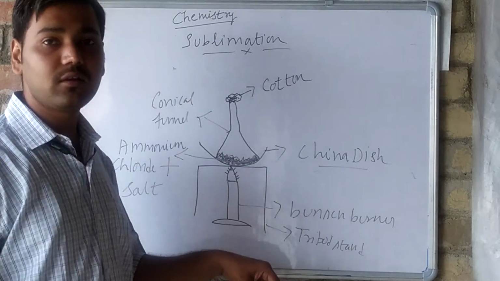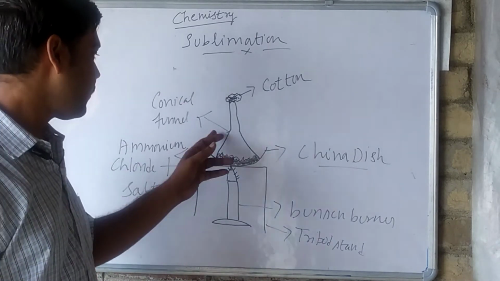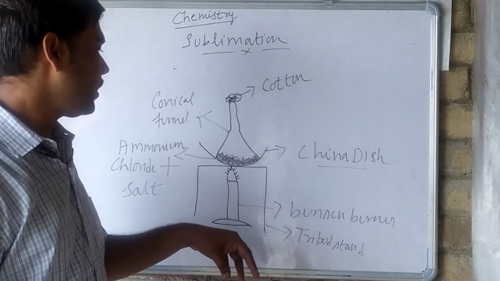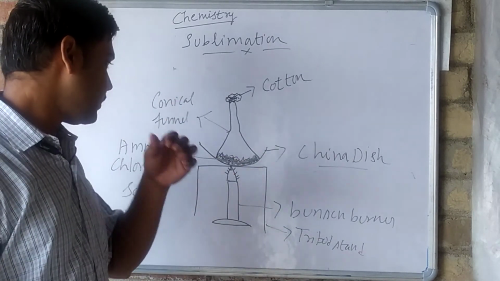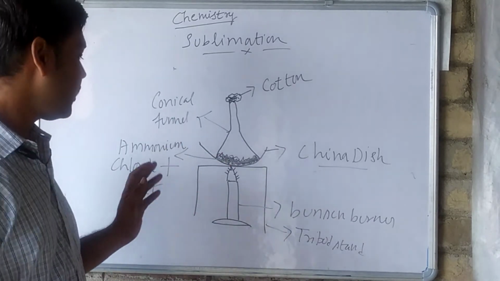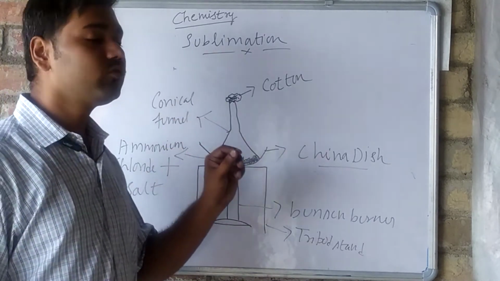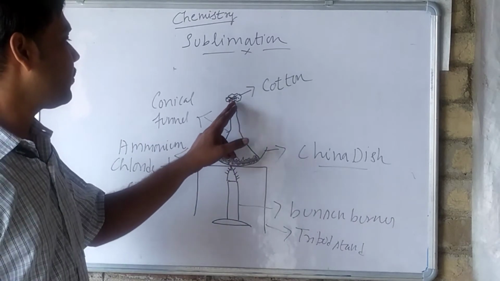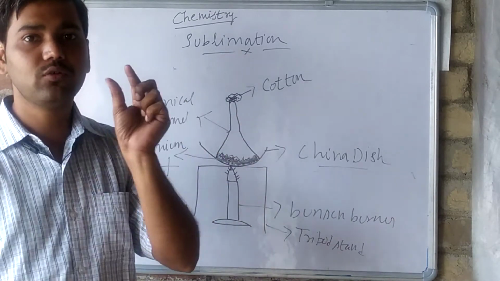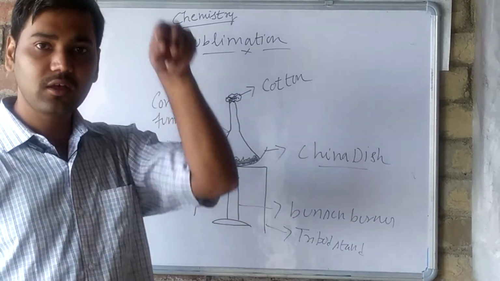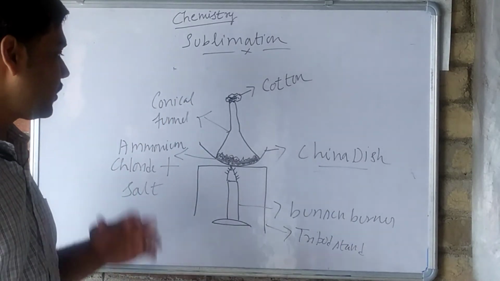Above that solution, we will have a conical funnel placed on that solution, ammonium chloride and salt. And the mouth of that conical funnel is closed with a cotton. Cotton means रुई. रुई से इसका मुंह ढक दिया गया.